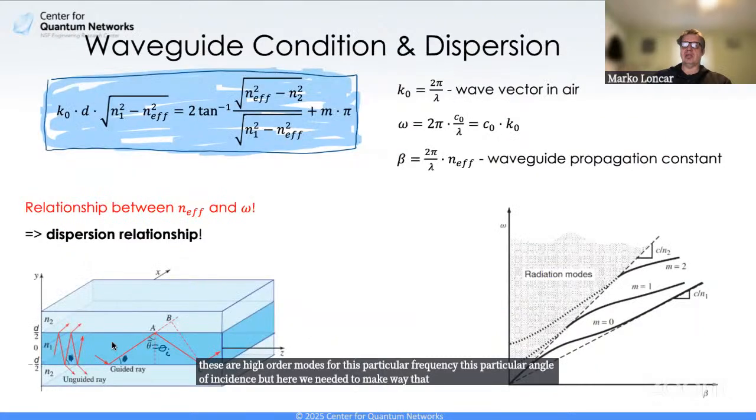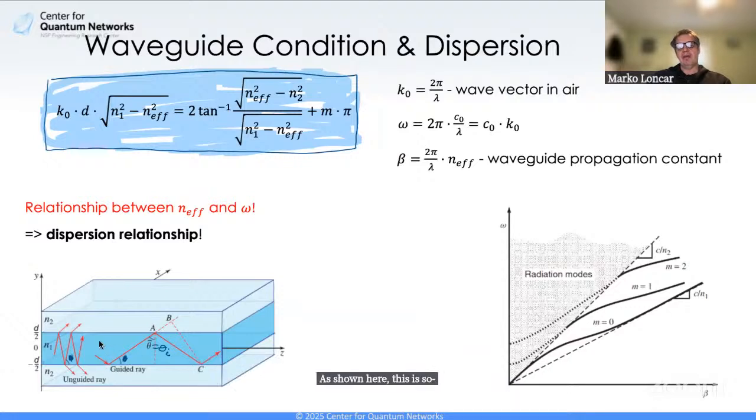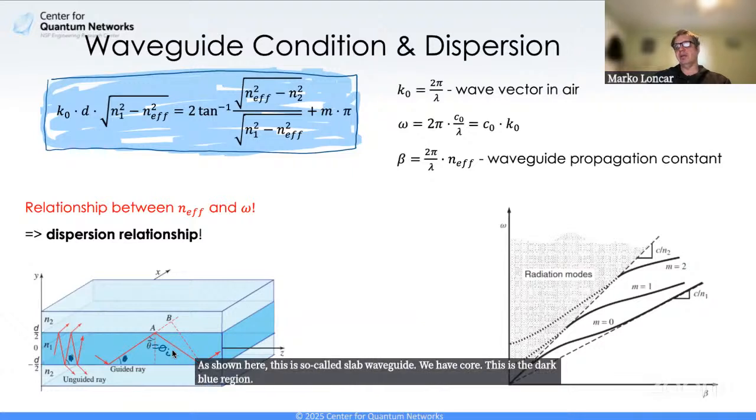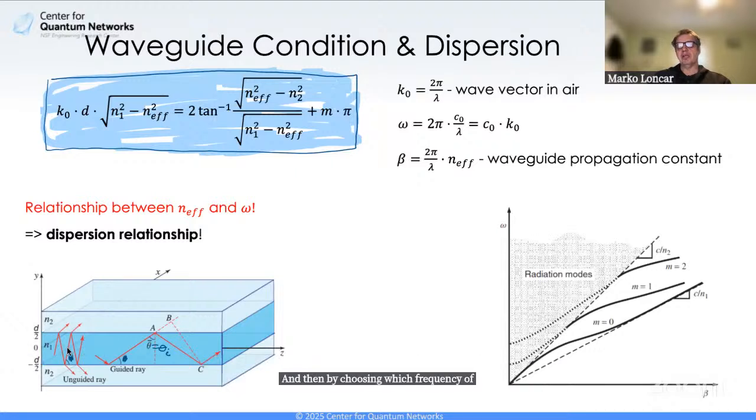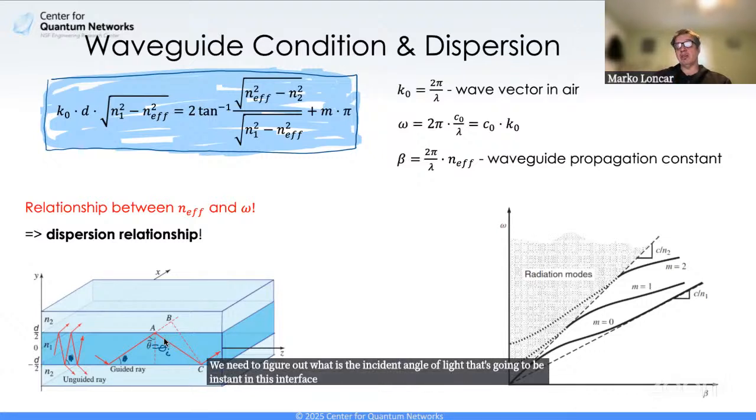In reality, the way this works is we have our waveguide, as shown here. This is the so-called slab waveguide. We have the core, the dark blue region. It has a high refractive index of n1, let's say silicon, with an index of 3.5. We have cladding, which has a lower refractive index, let's say 1.5 in the case of silicon dioxide. And then by choosing which frequency of light we propagate through it, we need to figure out what is the incident angle of light at this interface that is going to allow light propagation. Okay, so this is going to define the mode.